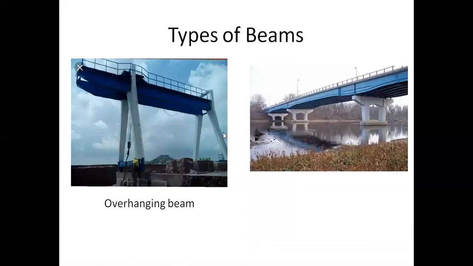Next, see what kind of a beam it is. So this is a single bridge. Single bridge runs on how many supports? More than two supports. Then what kind of a beam is it called? When you have more than two supports, it is a continuous beam.